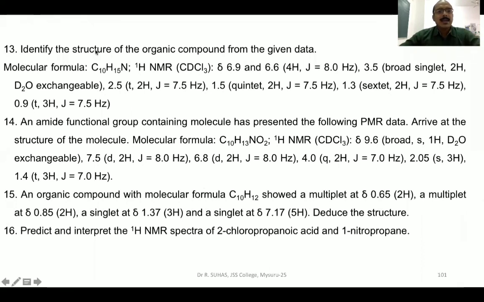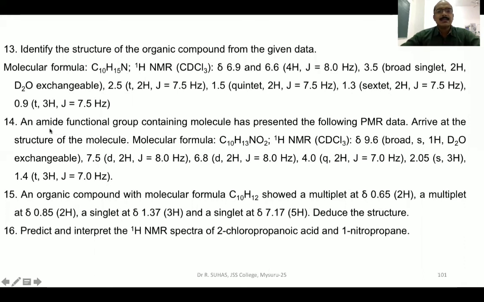Problem 13: identify the structure of the organic compound from the given data. The molecular formula is this, the 1H-NMR is this. Again, I'm telling you, this is not a composite problem. It is just for practice purposes based only on 1H-NMR data. So there is a nitrogen in this molecule, so be careful while calculating the double bond equivalence. You have to include N also: C, H, N, O. There is no O; instead of O, there is one N.